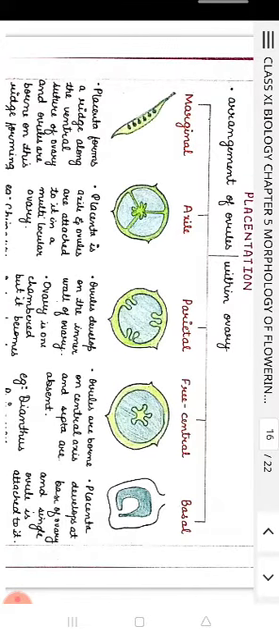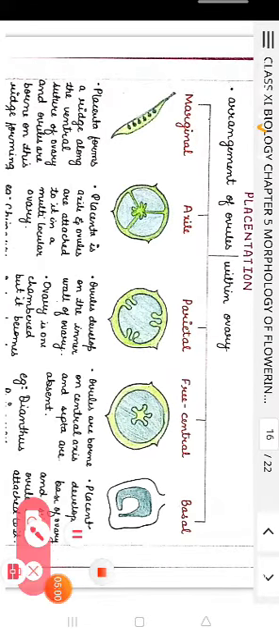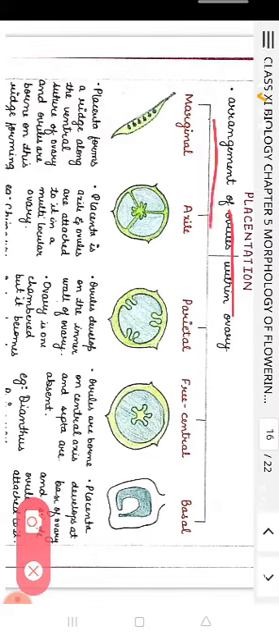Now placentation. Placentation is of 5 types. What is the meaning of placentation? Arrangement of ovules within the ovary. How ovules are arranged in an ovary is known as placentation. We can see different types of placentation.